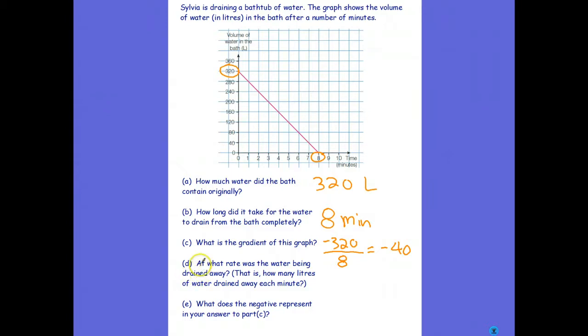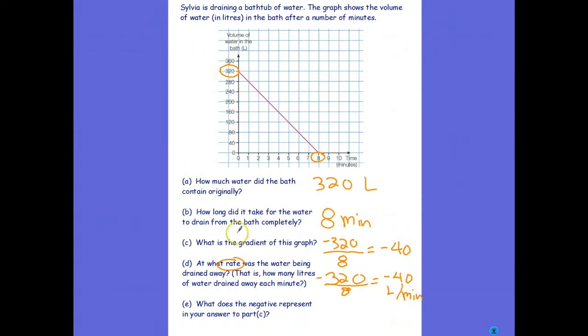Question D, at what rate was the water being drained away? And that means how many liters per minute, basically. Well, it turns out you have to do the same calculation for the rate. The rate was, it dropped by 320 liters in 8 minutes. So it was being drained away at 40 liters per minute.